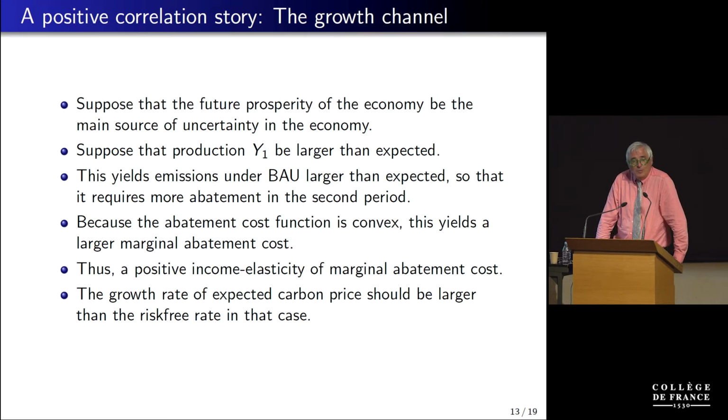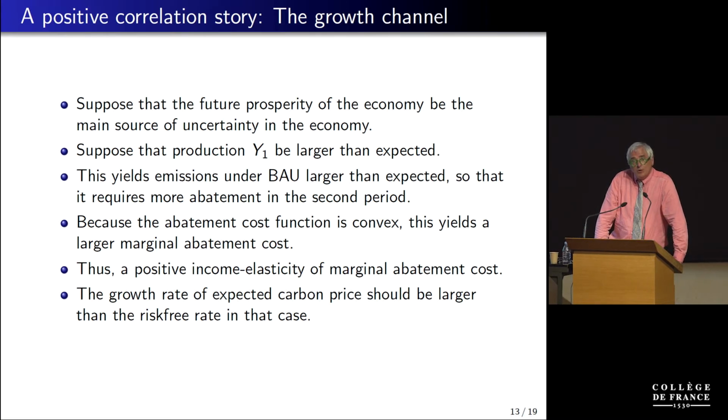Suppose that we don't know what will be the TFP, the growth rate of the total factor productivity in the future, and put yourself in a positive scenario, as before. Here, the positive scenario is you observe a larger economic growth than expected. So in that framework, of course, consumption is larger. At the same time, the marginal abatement cost will also be larger. Why? Because in the business as usual, you will emit more CO2, and therefore you will have to abate more. And because the marginal abatement cost curve is increasing, the marginal abatement cost will be larger.